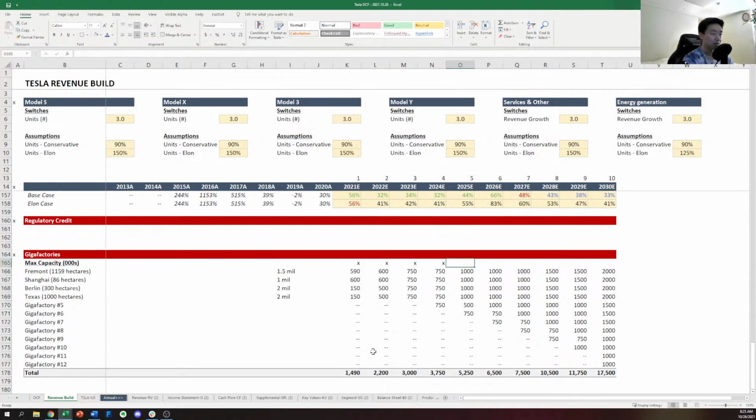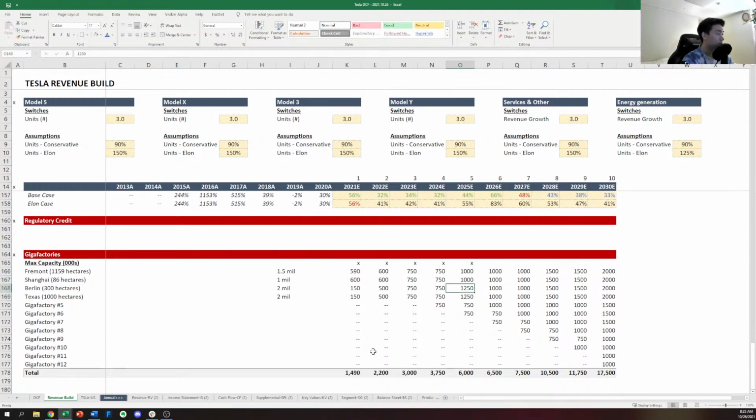Okay, so then 2025. Let's see, what should we assume here? Well, this should be 750 at least. So the new one is going to be at 750. The newest one also at 750. And then I think by this time, let's assume that Berlin gets to 1,250, Texas gets to 1,250. So essentially, they've kind of built a new plant. Again, these are assumptions that I would probably eventually have to double check and spend a lot of time on in the future.